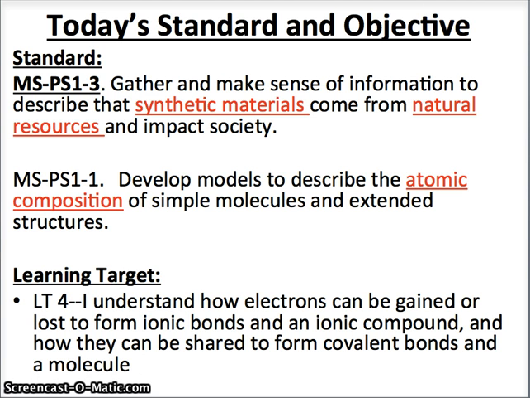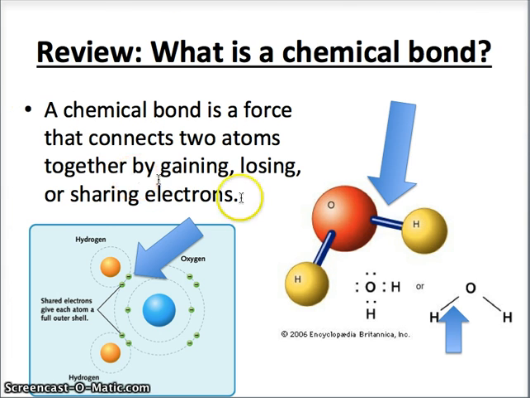So as a reminder, let's review. What is a chemical bond? A chemical bond is a force that connects two atoms together by gaining, losing, or sharing electrons.